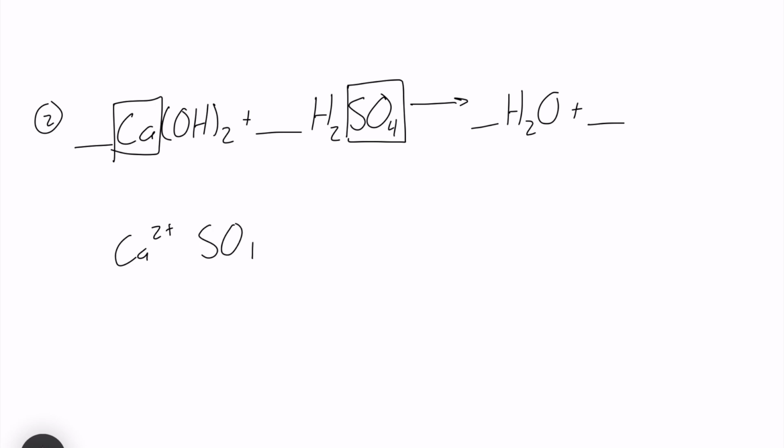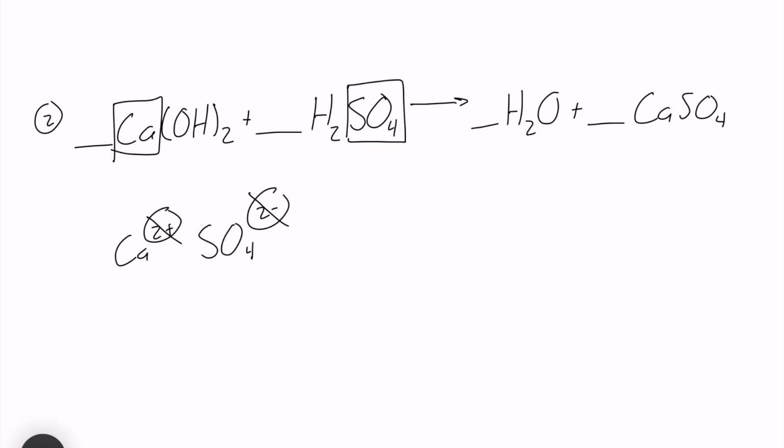So we can go ahead and write SO4 2-. And these two ions are going to be interacting. Their charges will cancel out, so we can write down CaSO4 as our other product.